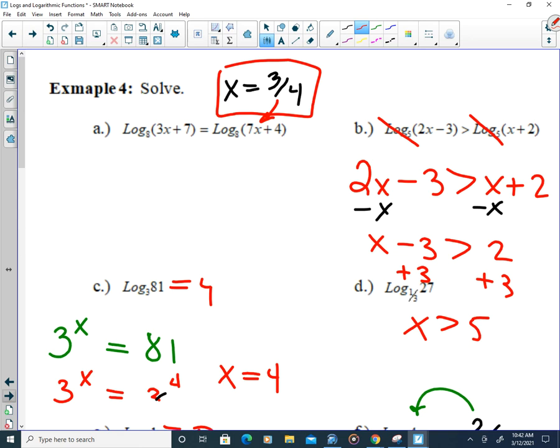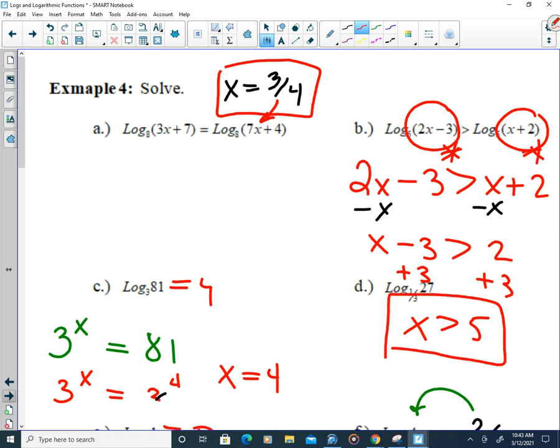Let's make sure we can use those. Let's make sure all these values, when I plug them back in here for x, are going to make this expression here and this expression here a positive number. If you plug in any number greater than 5 here for the x, would that always be a positive number? Yes. It will always be a positive number on that first one. Would it always be a positive number over here? Yes. So this is the solution. X is greater than 5.